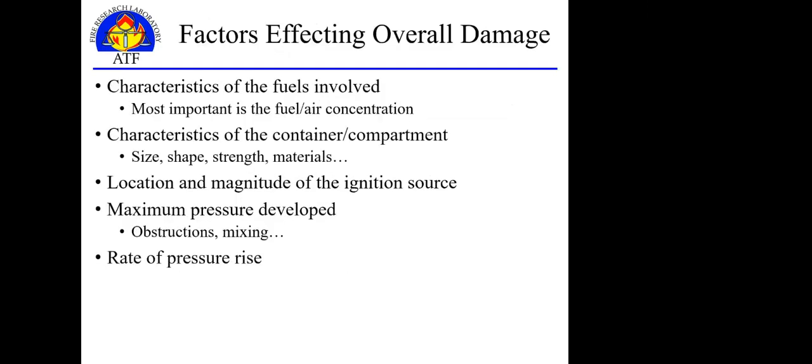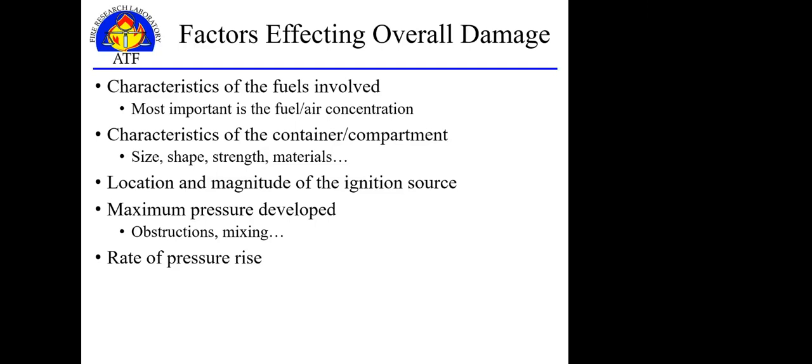The overall factors that are going to affect damage when an explosion occurs really come down to what fuels are involved and what the characteristics of those fuels are. I think the most important one is probably the fuel and air concentration. The second is the characteristics of that container or compartment or enclosure. So the size of it, the shape, what it's made of, and how strong it is all affect how much pressure is built up.